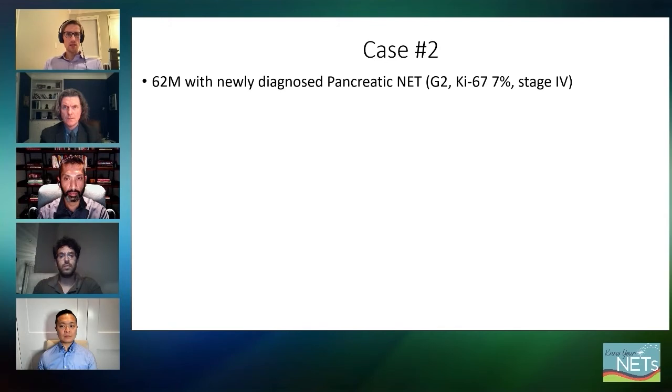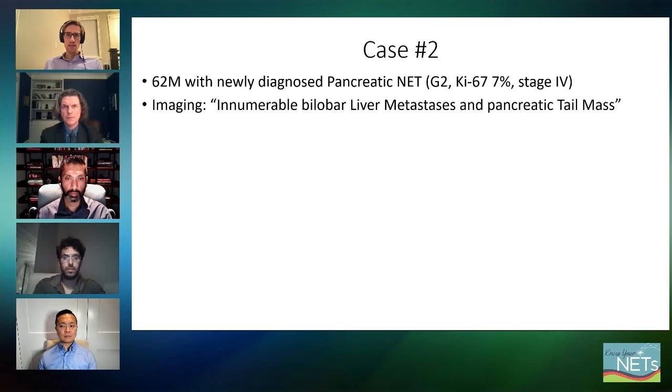So this is a 62-year-old male who presents with a newly diagnosed pancreatic neuroendocrine tumor. It's a grade 2, with a Ki-67 percentage, and it's a stage 4 tumor. The imaging always makes me a little bit unhappy when radiologists comment on innumerable bilobar liver metastases. I always say, well, they don't spend the time to count the lesions.